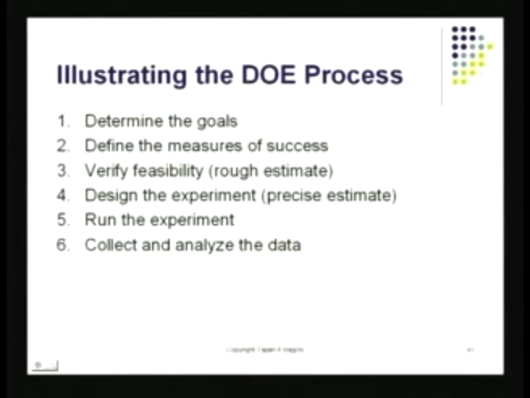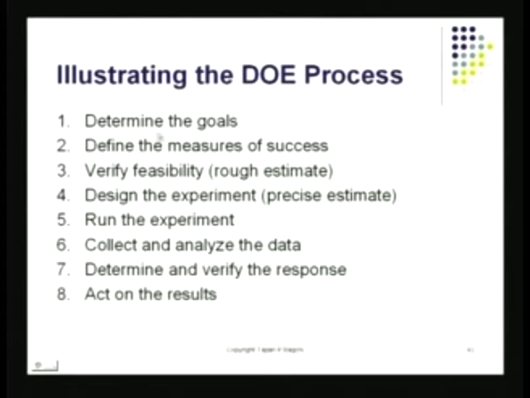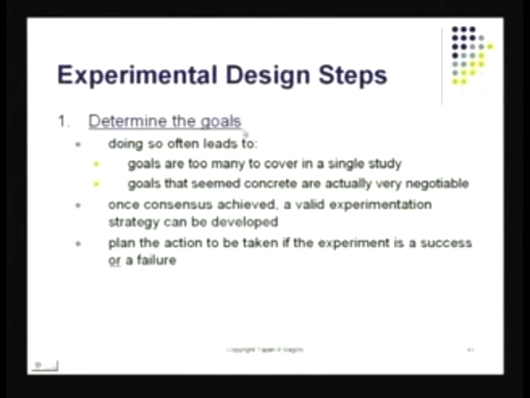How do I go about illustrating the design of experiments process? The first thing I should do is determine the goals, like I said before. Define the measures of success. When am I going to say that I've succeeded in conducting the experiments? How am I going to check the feasibility of this? And then, of course, I've got to design the experiment, run the experiment, collect the data, do my data analysis, and then act on the results. Let's see how we end up doing that.